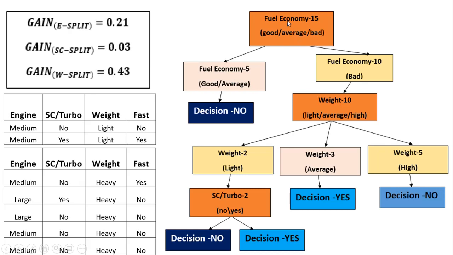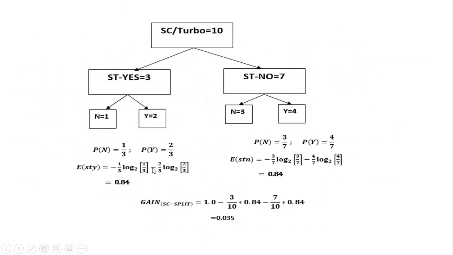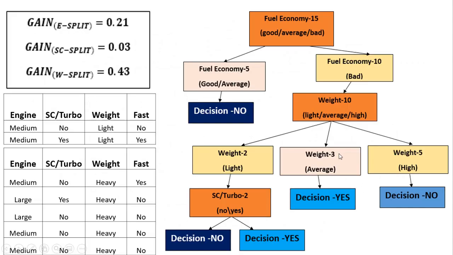First we choose fuel economy. It has made a decision of no, and we are left with 10 instances. From these 10 we got our next attribute as weight. In this weight we have 2 lightweight cars, 3 average weight cars and 5 heavyweight cars. And all the average cases are showing yes. So in this case we choose the weight decision to be yes, and we are left with lightweight cars and heavyweight cars.